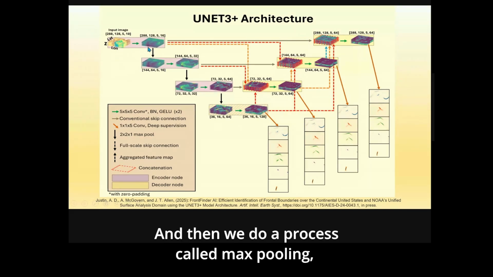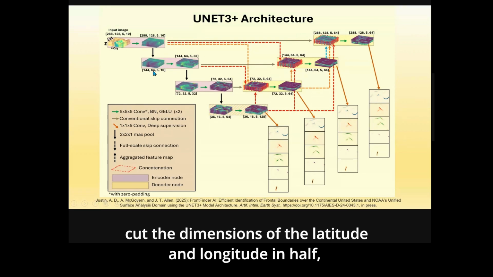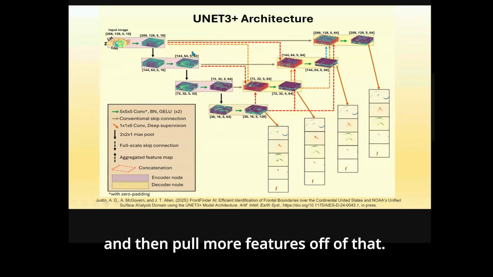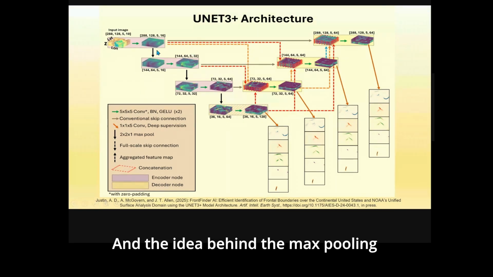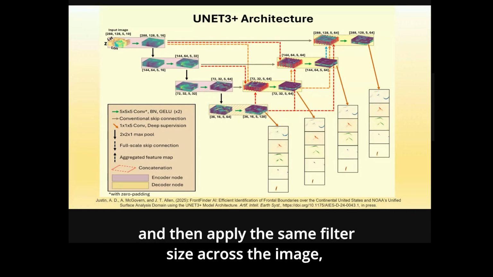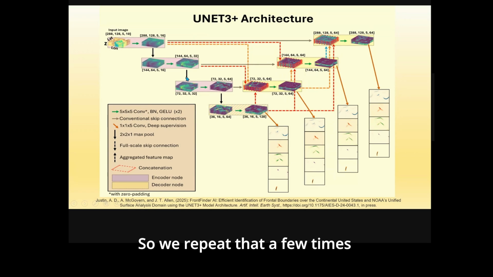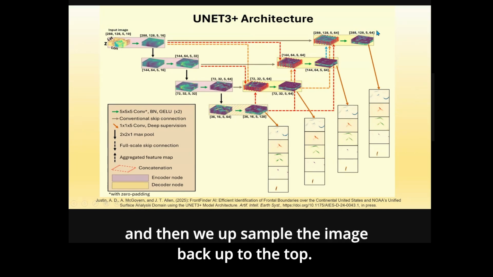And then we do a process called max pooling, where we shrink the image down, cut the dimensions of the latitude and longitude in half, and then pull more features off of that. The idea behind the max pooling and then taking more features from it is that when we shrink the image size down and then apply the same filter size across the image, we can get features that cover a much larger area. So we repeat that a few times, and then we upsample the image back up to the top.